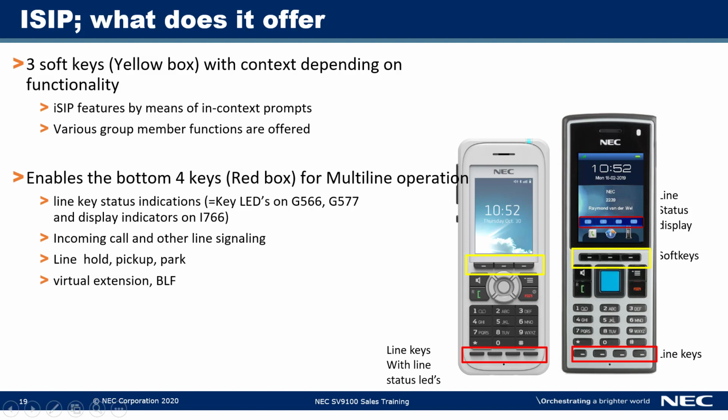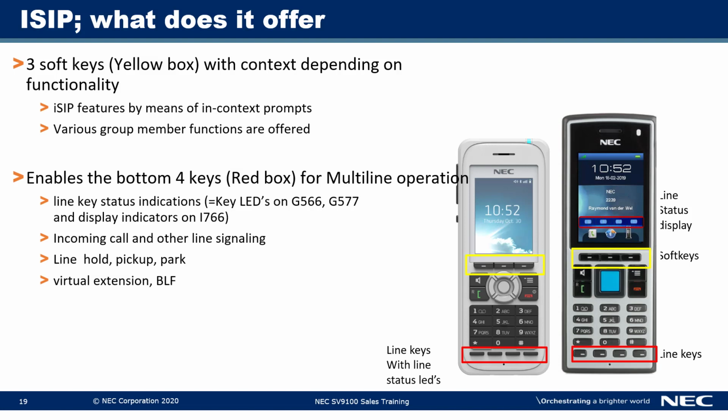So iSIP then, we've mentioned it already, but what does it offer? Well, iSIP, simply put, is a proprietary NEC standard that adds an extra layer of functionality to our DECT handsets. So with the two handsets shown, you'll see that underneath the display, highlighted in yellow, we've got 3 soft feature keys. These feature keys will provide in-context prompts as a user progresses through a call. This is directly in line with functionality that users get on the NEC key handsets.